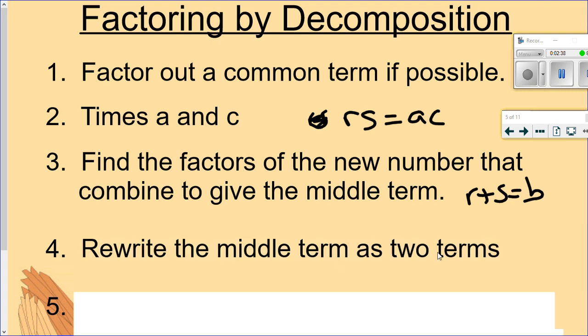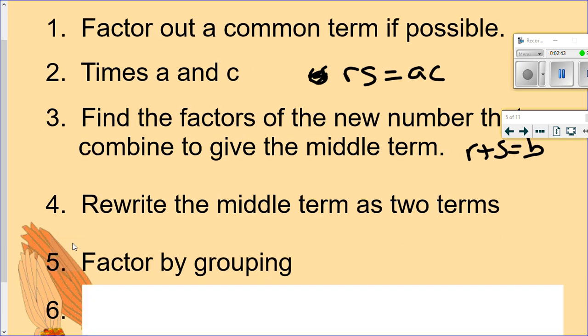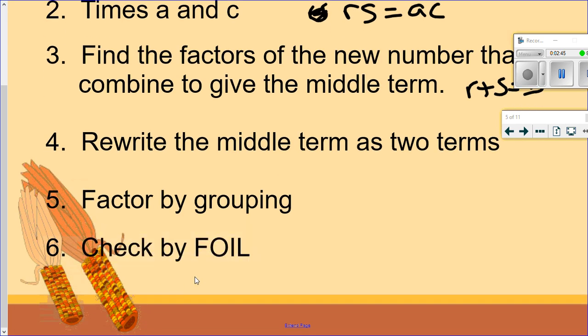Rewrite the middle term as two terms, so this is the decomposition step. Factor by grouping, which we just reviewed, and then double check your answers by FOIL. On a test, on an assignment where you don't have the answers, yes, you should check your answer by FOIL to make sure that you got it right. There really is no excuse to hand in a wrong answer in this stuff. When you're doing homework, you'll probably just check in the back of the textbook.